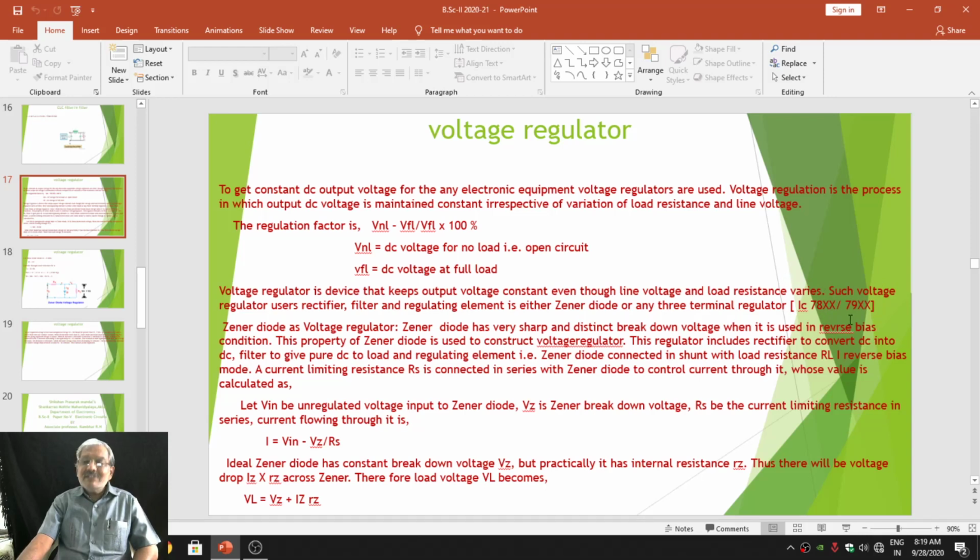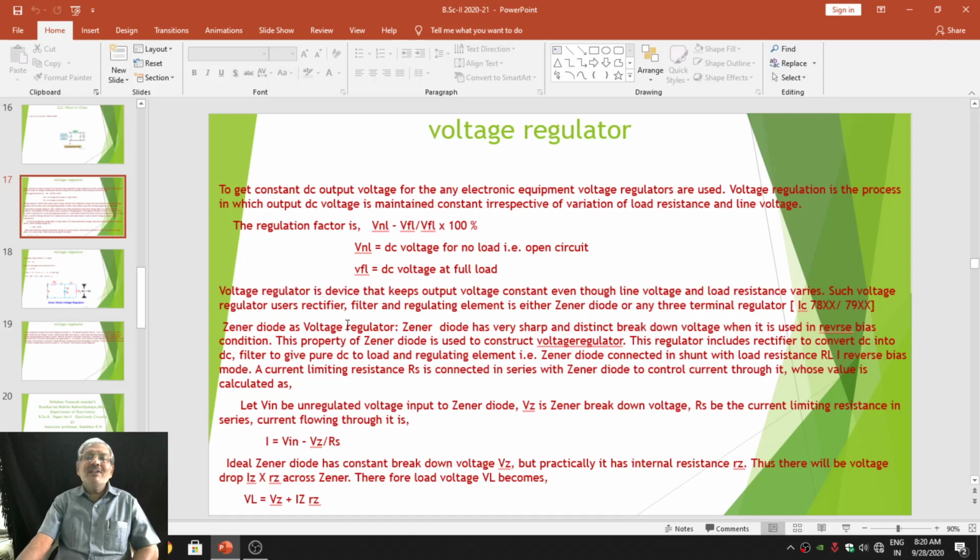If you connect a 7800 series IC at the output of the filter and rectifier, we get a positive voltage, and if you connect a 79 series integrated circuit to the output of the filter and rectifier, we get a negative voltage. Thus, it is possible to obtain positive as well as negative voltages required to operate the load. By making use of either a Zener diode or any three-terminal regulator, we can design the voltage regulator.